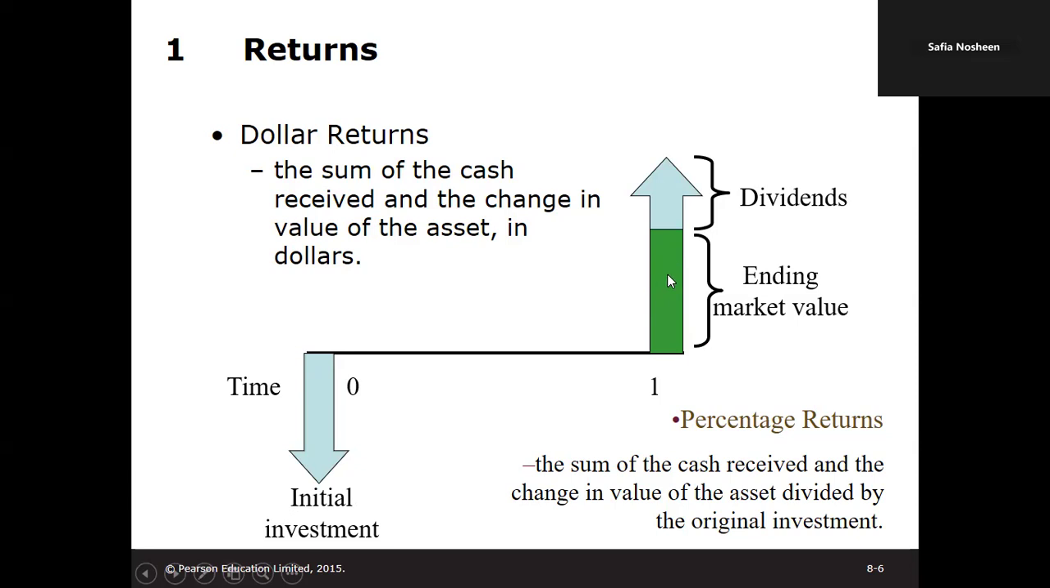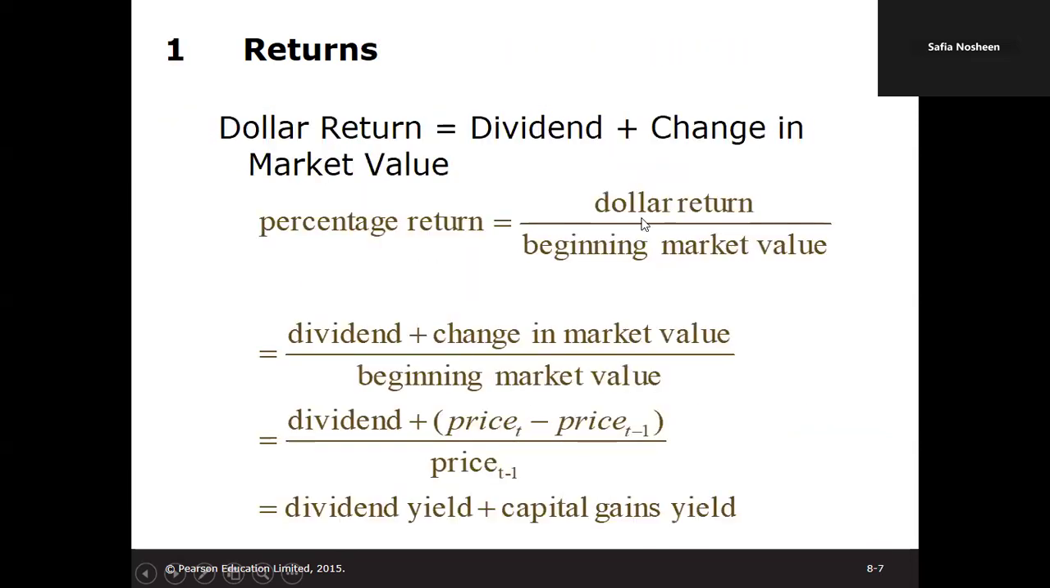20 is the dollar return, plus a dividend is received of an amount of $5. So that will be another cash flow that has been received over the investment horizon. So any change in the value plus any amount of other cash flow that has been received is the dollar return. And when we divide this dollar return over the beginning investment, then we will get the percentage return.